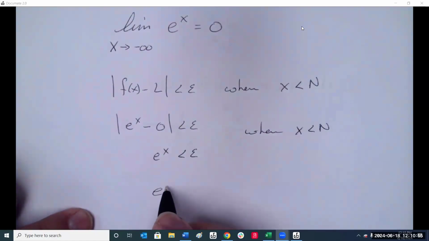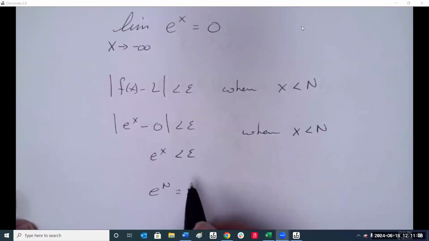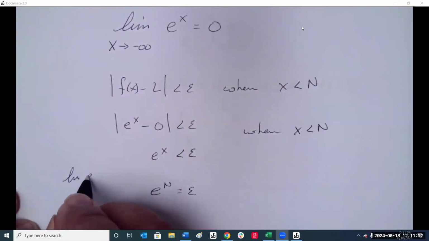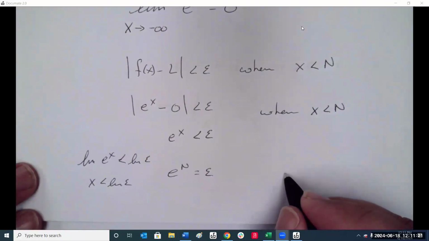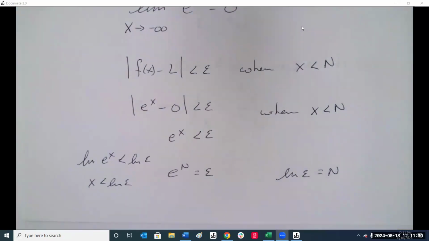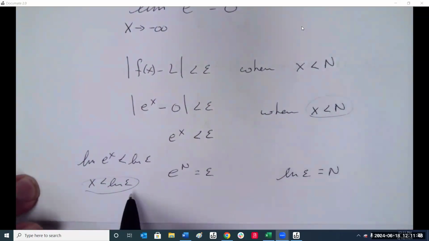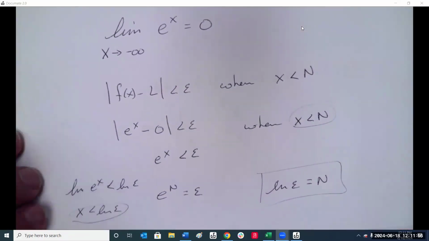So we have e to the power n is equal to epsilon. We could solve for x by taking the ln of both sides, so ln e to the power x is less than the ln of epsilon. So x is less than the ln of epsilon. So we're saying that ln of epsilon is equal to n. Because once we solve for x, we can just compare them. So that's our comparison.